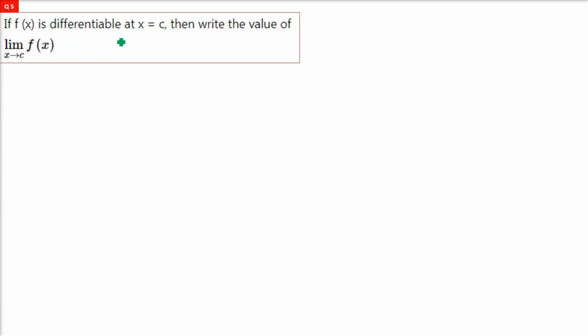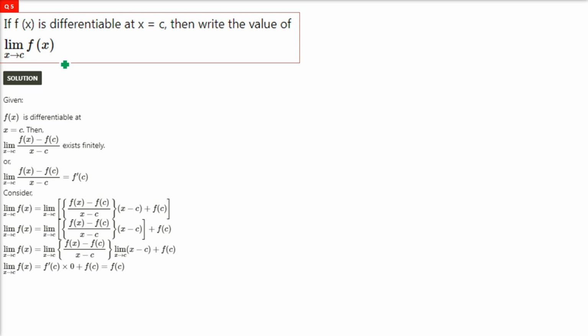If f(x) is differentiable at x equals c, then write the value of limit x tends to c of f(x). Remember, we did a question a few minutes back and proved that limit x tends to c of f(x) is f(c). We just proved it.